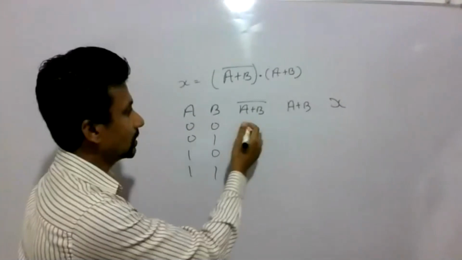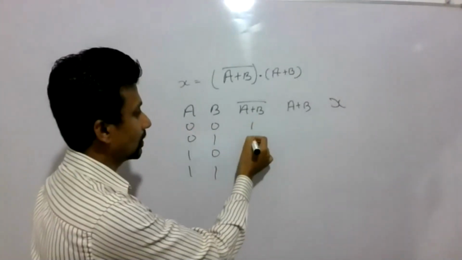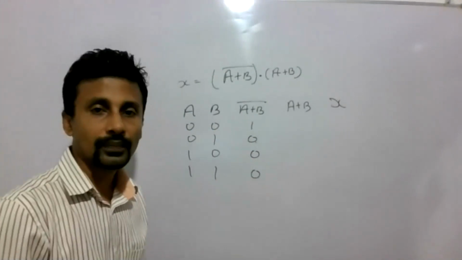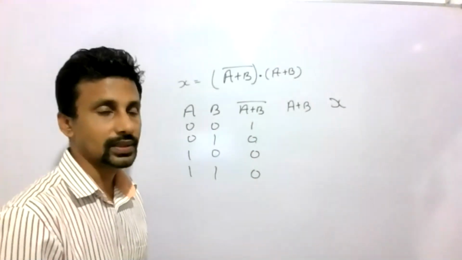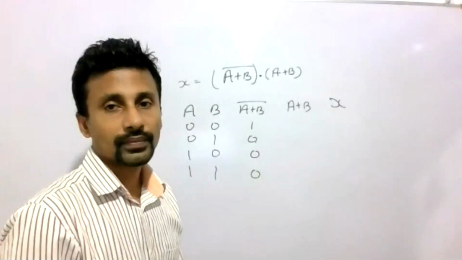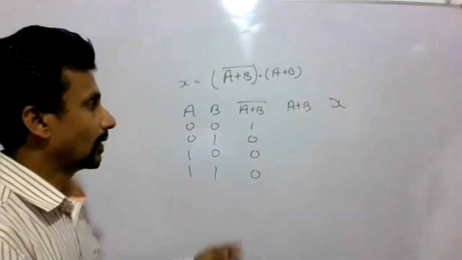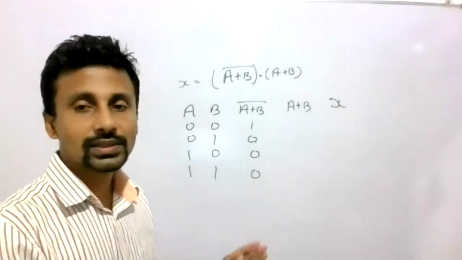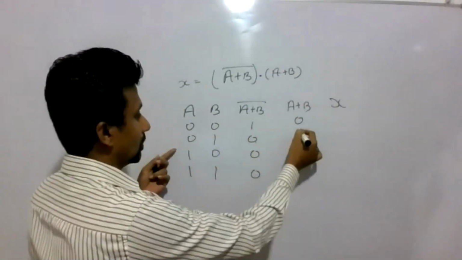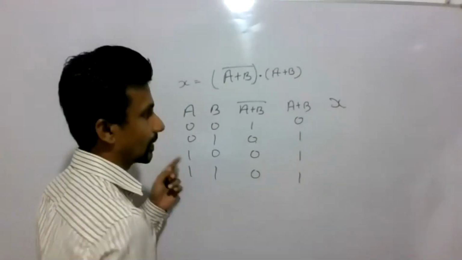So 0 0 you get 1, 0 1 you get 0, 1 0 you get 0, 1 1 you get 0. This is your output, A plus B dash. Then here you have A plus B, right? When you have A plus B, that means OR gate. 0 0 you get 0, here you get 1 1 1.